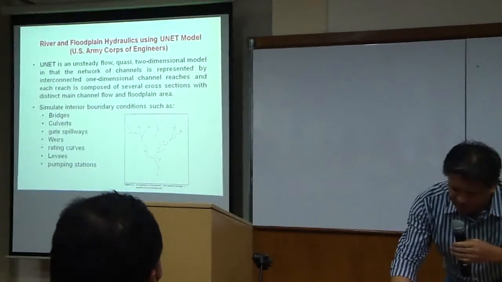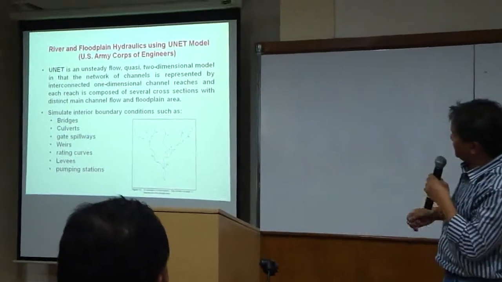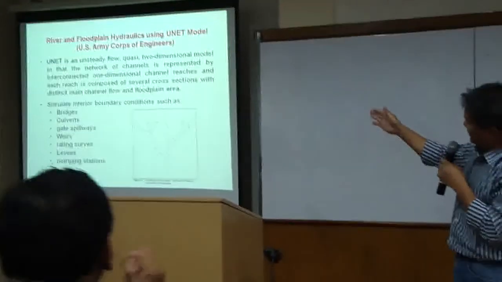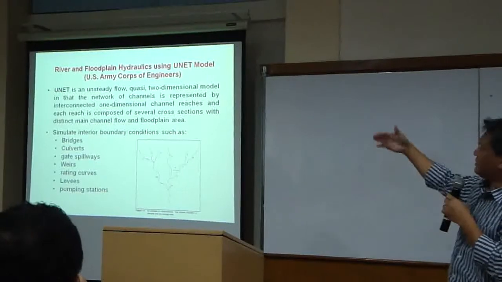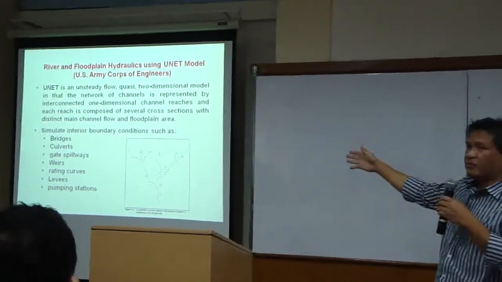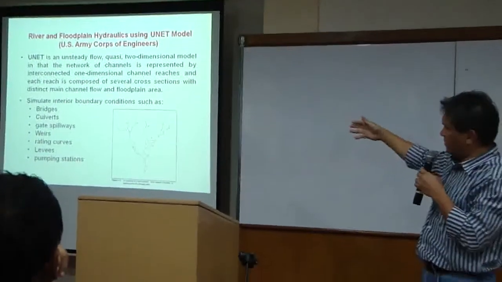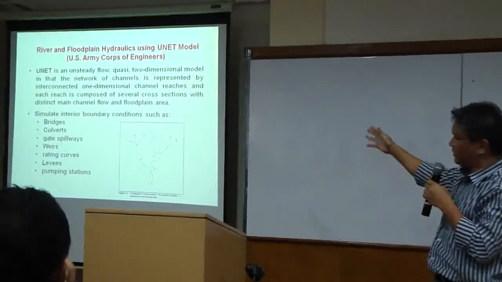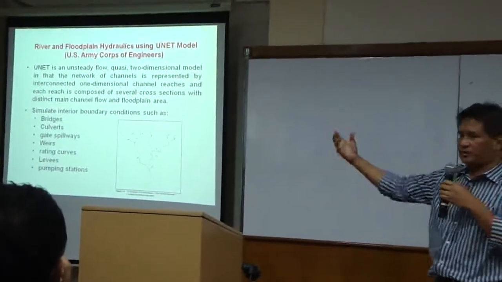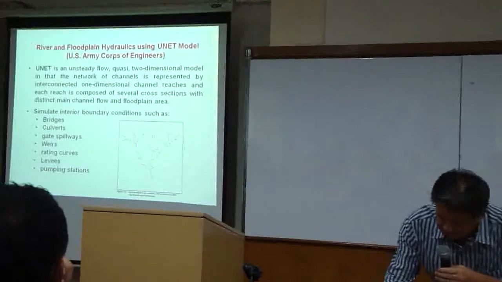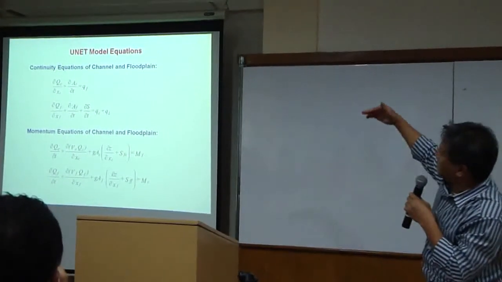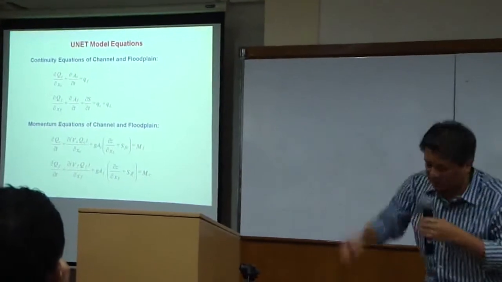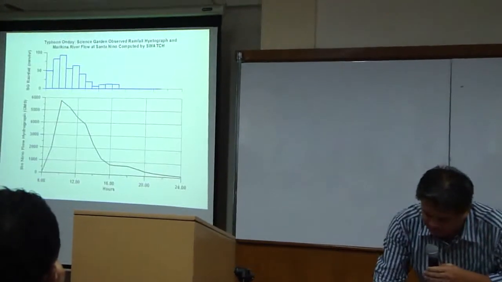So the equations, this is the UNET model, which is what we'll use. It essentially models a network of channels. It gives us all these interior boundary conditions, culverts, spillways, weirs, so we can easily incorporate Rosario Weir, etc. The equations again look like that, which has a separate floodplain and main channel equations. That's the nice thing about it.